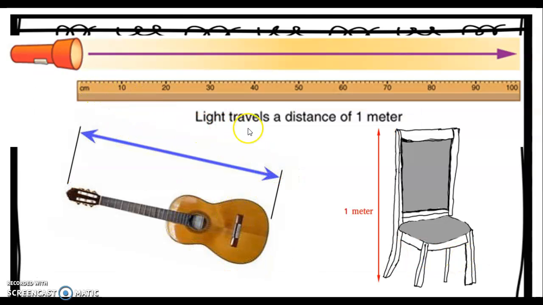Now, a meter. Light travels a distance of 1 meter. On here you see the meter stick and centimeters. How many centimeters again are there? Very good. 100 centimeters equals 1 meter. So this 1 meter, this chair is about 1 meter tall. Or I could say it's about 100 centimeters. Or I could say it's 1,000 millimeters too. Same thing with the length of this guitar.